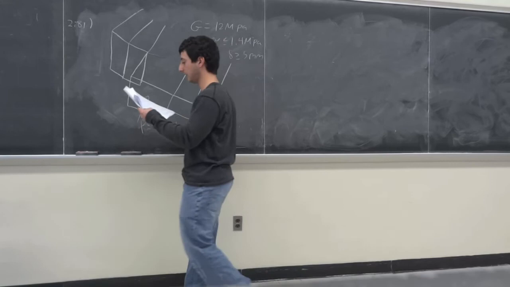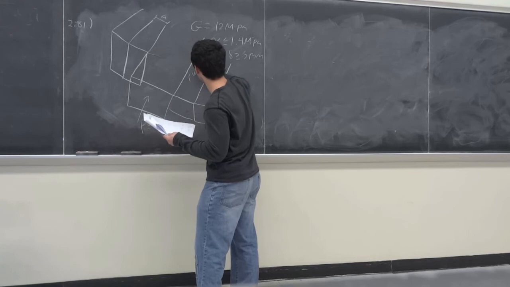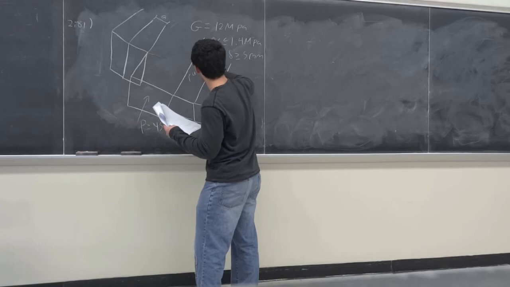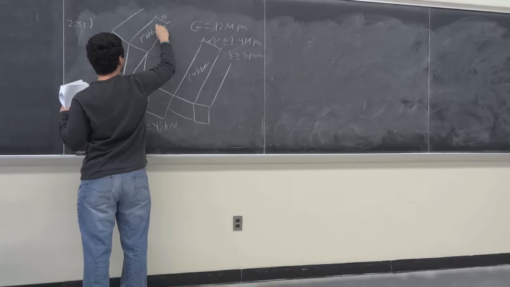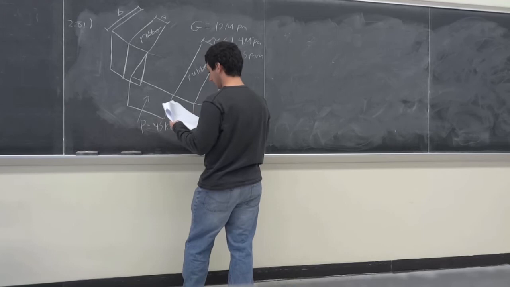So A is this distance from here to here. This is A, and this is A, and this is rubber. Rubber, and this is rubber. They actually don't give it to you. You're looking for B and A, and they give you this distance from here to here. So this is 100 millimeters.